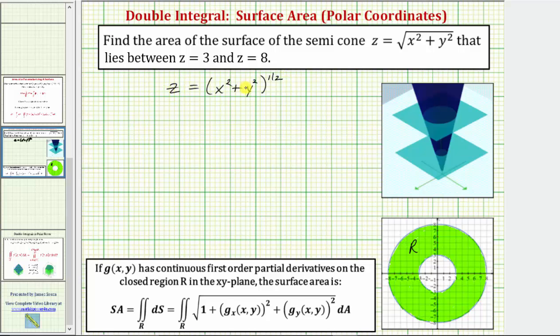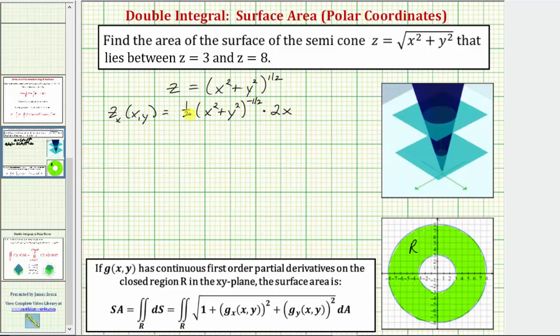And now we'll find the partial derivative of z with respect to x. To do this, we differentiate z with respect to x, treating y as a constant, and this will require the chain rule. We will have 1/2 times the quantity x squared plus y squared raised to the power of 1/2 minus 1, which is negative 1/2, times the derivative of x squared plus y squared with respect to x, which is 2x.